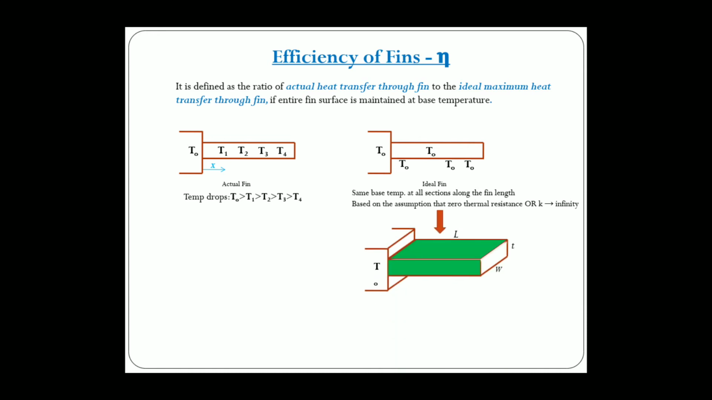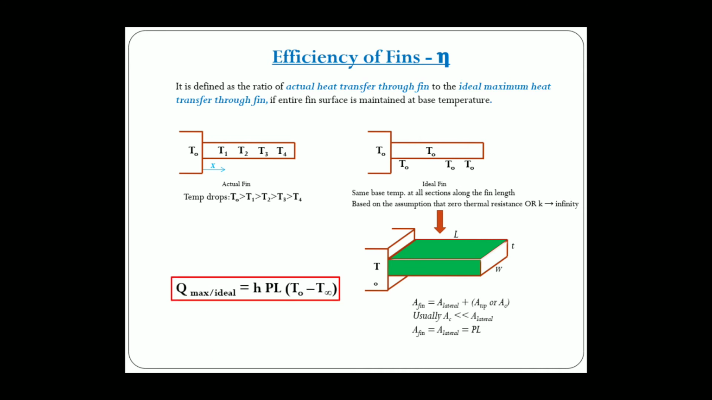If you take the fin, the area of the fin is given by lateral area plus tip area, which is actually the cross sectional area. Usually the cross sectional area is much less than the lateral area, so you take the fin area as the lateral area, which is equal to perimeter into length of the fin. If this entire lateral surface area is at the base temperature, then you can find the ideal or maximum heat transfer, which is h into P into L into (T0 minus T infinity). With this ideal or maximum heat transfer, you compare the actual heat transfer to find the efficiency.